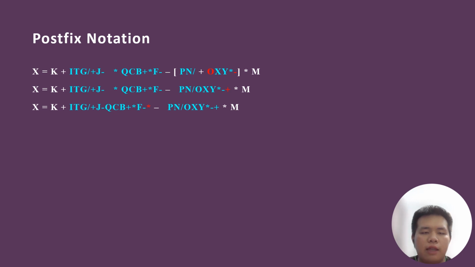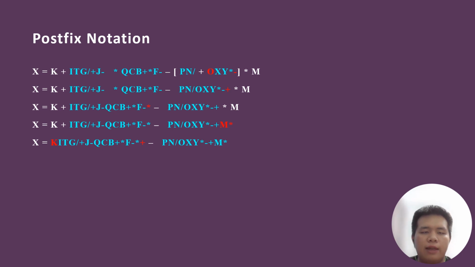Now let's look at the part in front. Move the multiply to the behind of subtract and it will become J subtract QCB add multiply F subtract multiply. Then look at the part at the behind. Move multiply to the behind of M and it becomes PN divide OXY multiply subtract add M multiply.